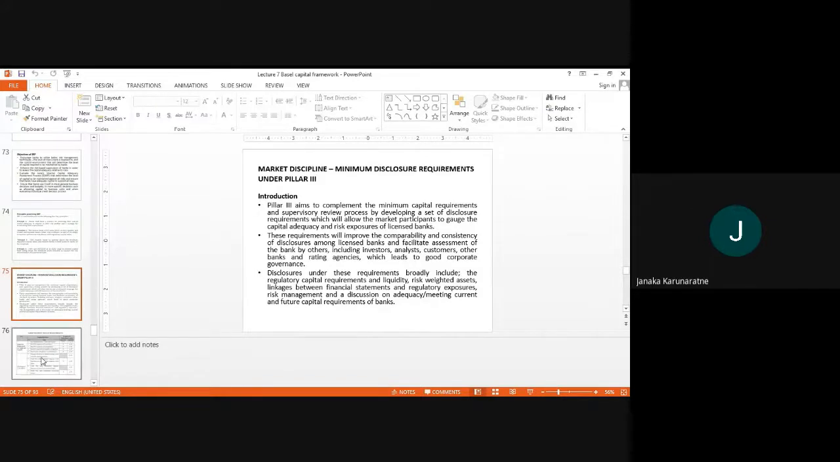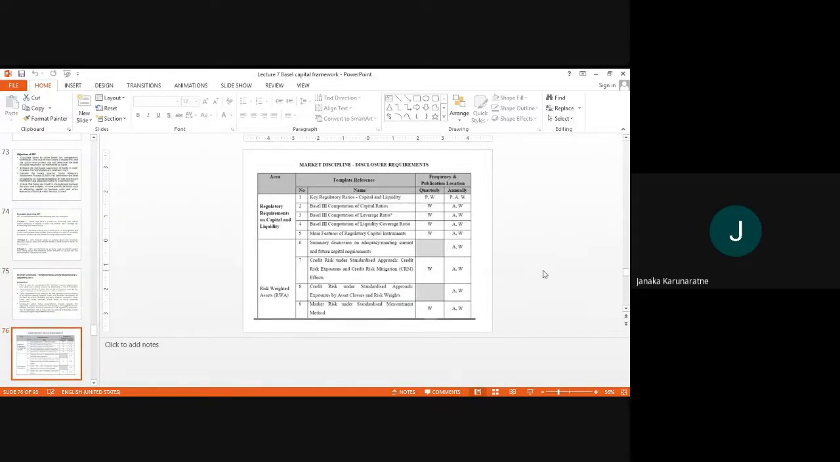Okay. Now here in our context, these are the requirements. In summary, there is a detailed report, but in summary, the requirements are for the capital and liquidity. There are 5 elements I have highlighted. You need to disclose the key regulatory ratios, capital and liquidity. And also, if you look at the last column, it states how often you should disclose and the methodology you should use. Now, P stands for press, W stands for web, A stands for annual report, right? You see in the last 2 columns, P, W, and A appear.